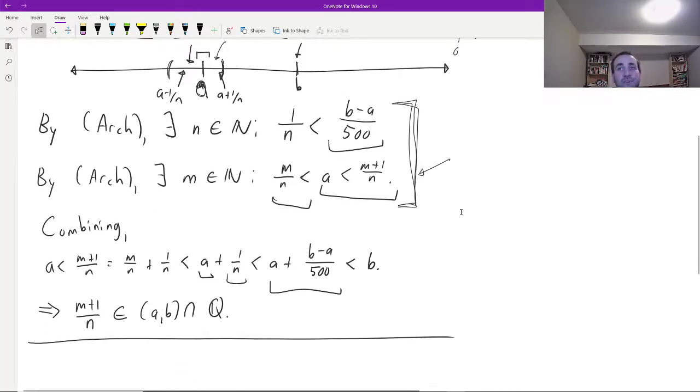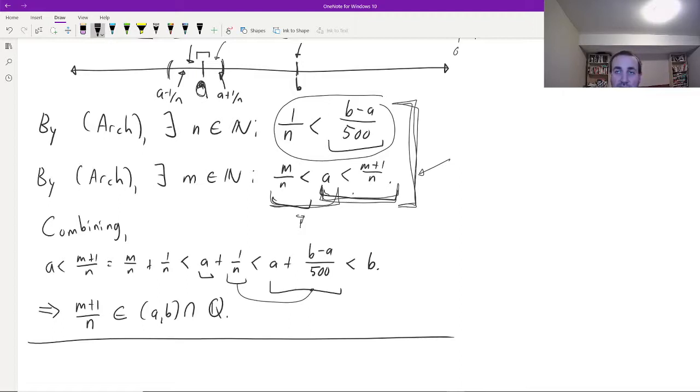So let's combine those two properties, and that's going to be good enough to get what we want. By this first inequality here, a is less than (m plus 1) over n. I'm just going to rearrange, that's m over n plus 1 over n. m over n is less than a, so this is less than a plus 1 over n, right? I'm using this inequality here now. And then by definition, using this inequality here, this 1 over n can be replaced by (b minus a) over 500. And then you stare at it and you go, oh, right, that's less than b. So in particular, this is like 0.2% of the way from a to b.